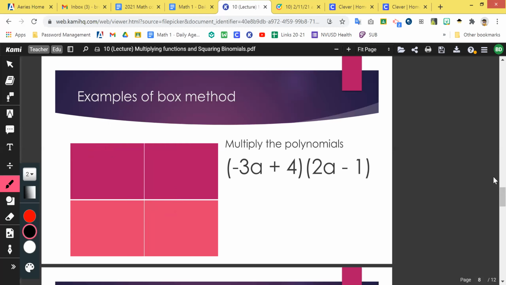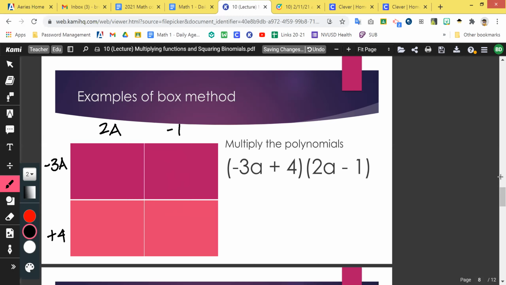Okay, our first binomial, -3a. We're using a this time. Doesn't change anything. It's just a different letter. -3a plus 4. So on the top, I have -3a. And on the bottom, I have +4. Then our second binomial, 2a minus 1. So on the left, I have 2a. And on the right, I have -1.